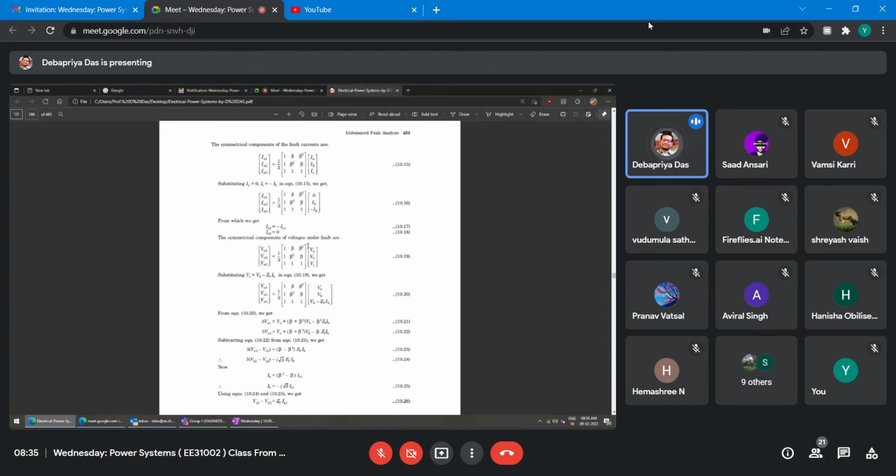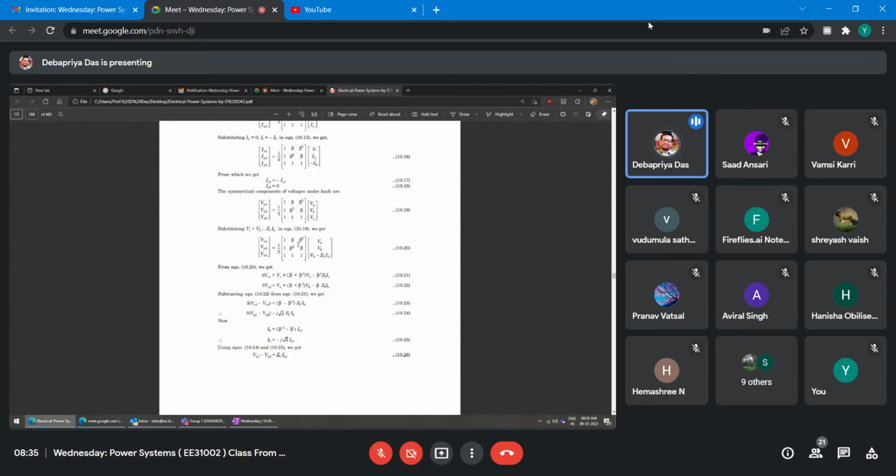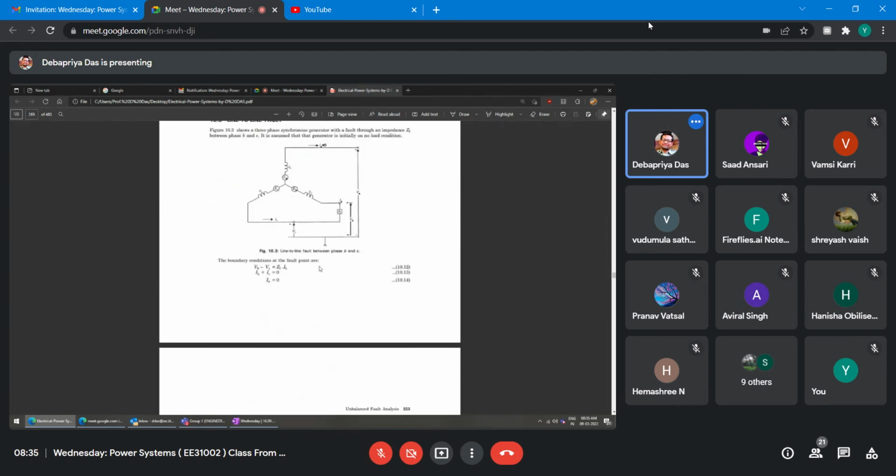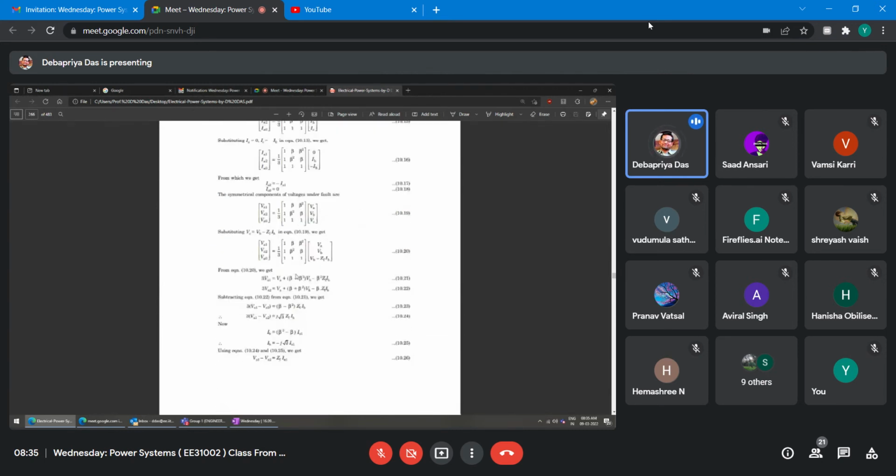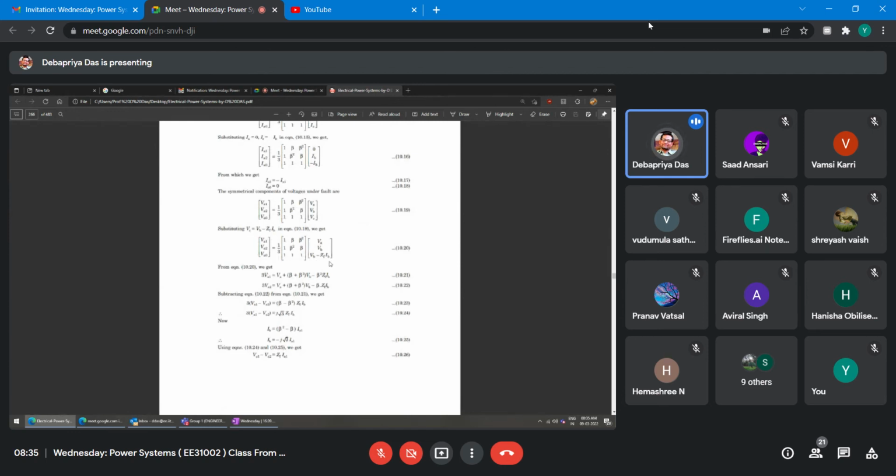Now, the symmetrical components of voltages under fault. Suppose for phase A, VA1, VA2, VA0 is one third of this matrix into VA, VB, VC, right? This matrix, then VA will be there, VB will be there, and VC will come from the equation VB minus VC is equal to ZF IB. Therefore, VC will be VB minus ZF into IB, right?